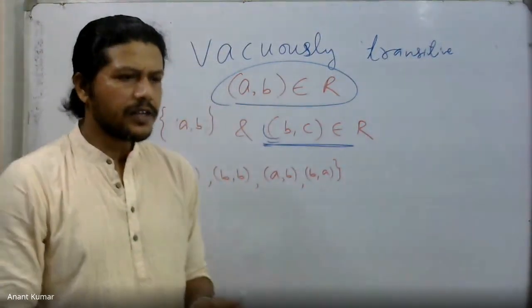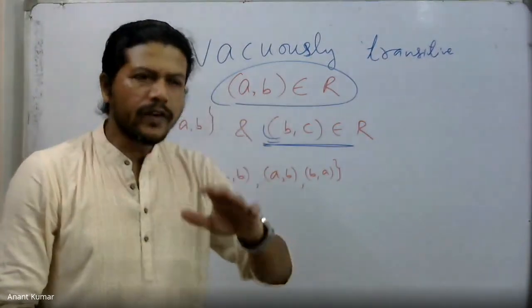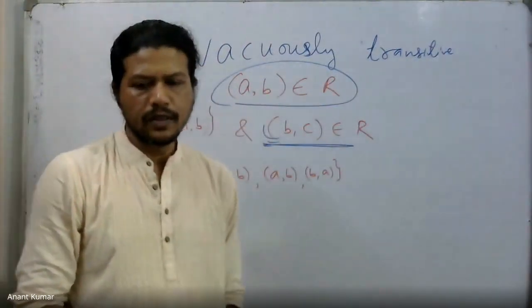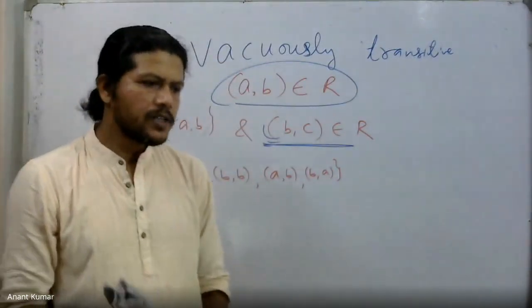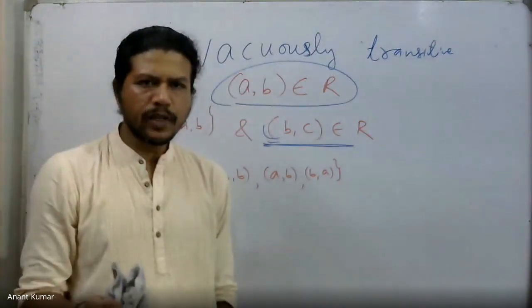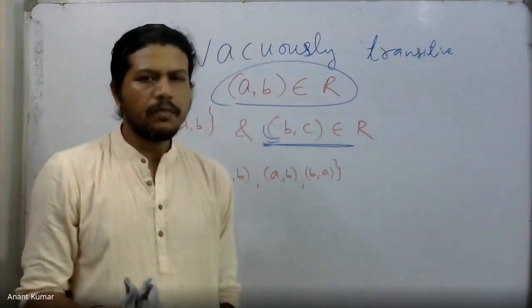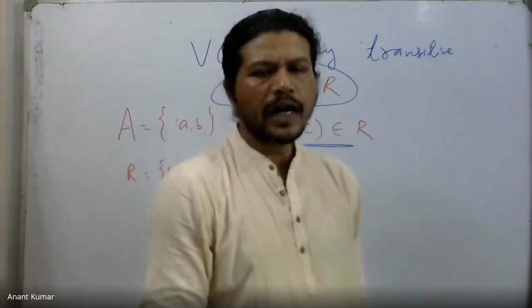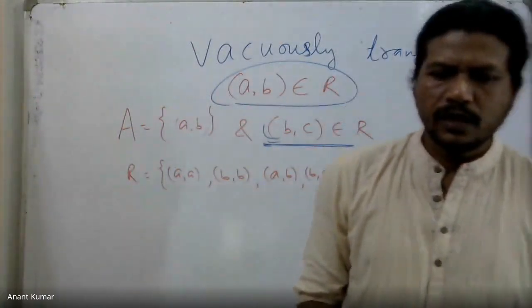So basically, you should not think of antisymmetric as the opposite of symmetric. That is not a correct way to think of it. The idea is that it is going to be symmetric if (A, B) and (B, A) are both present and A is not equal to B. But if (A, B) and (B, A) are both present but A equals B, in that case it becomes antisymmetric.